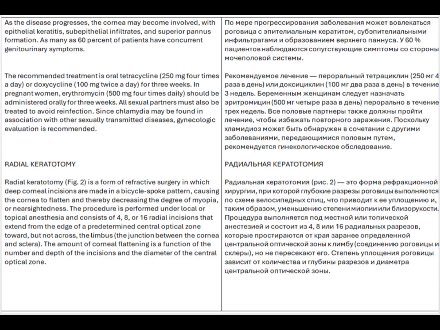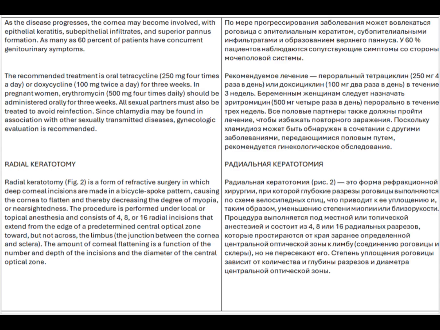As many as 60% of patients have concurrent genitourinary symptoms. The recommended treatment is oral tetracycline, 250 mg 4 times a day, or doxycycline, 100 mg twice a day, for 3 weeks. In pregnant women, erythromycin, 500 mg 4 times daily, should be administered orally for 3 weeks. All sexual partners must also be treated to avoid reinfection. Since chlamydia may be found in association with other sexually transmitted diseases, gynecologic evaluation is recommended.